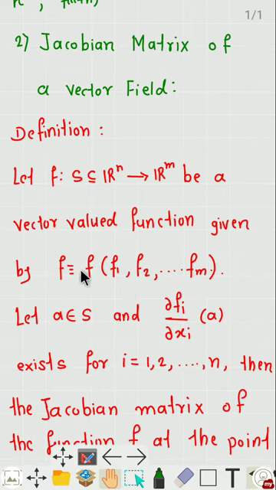The function f acts on a point with n coordinates, and we get a point in Rm with m coordinates. Let a belong to S, and let dou fi by dou xi at a exist for i equal to 1 to n. This means the partial derivatives of all functions with respect to all variables exist.